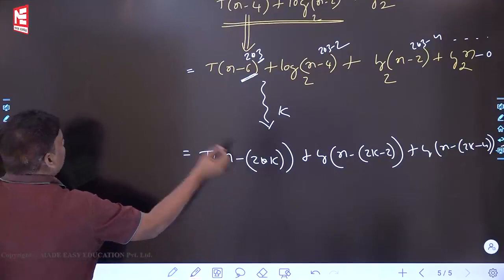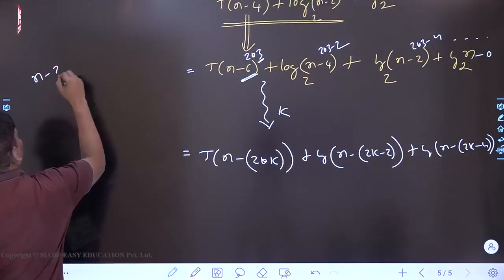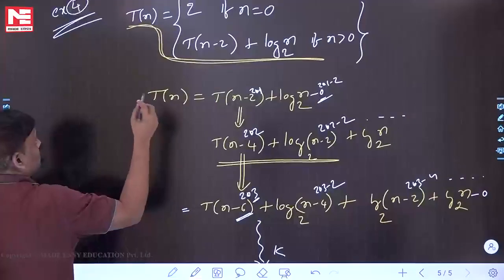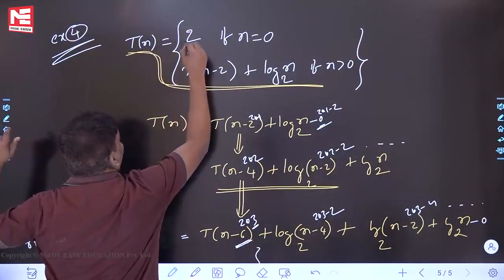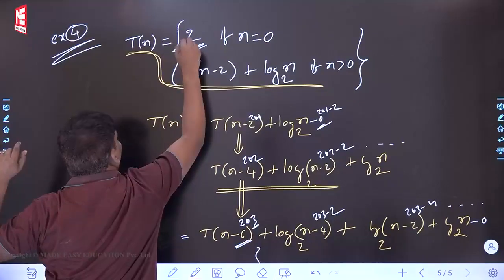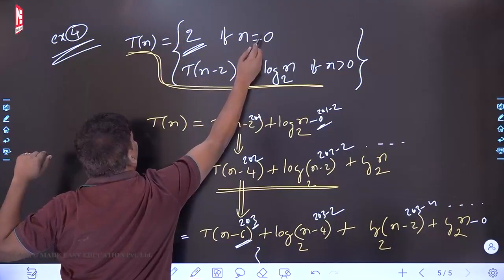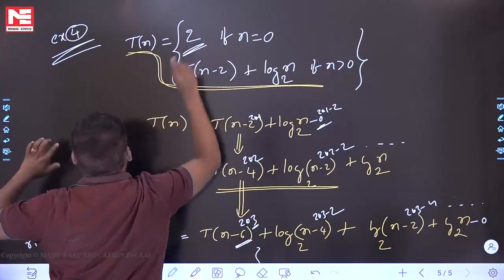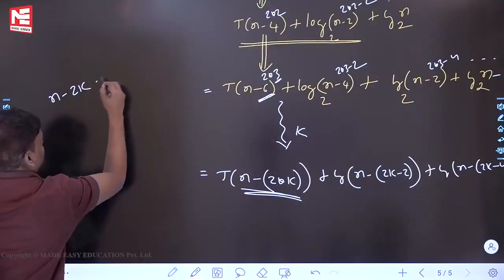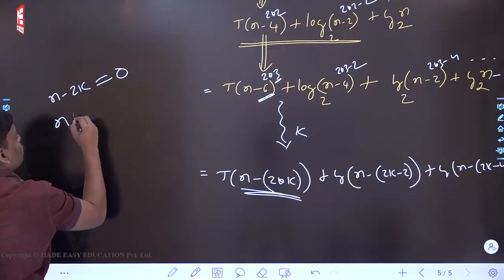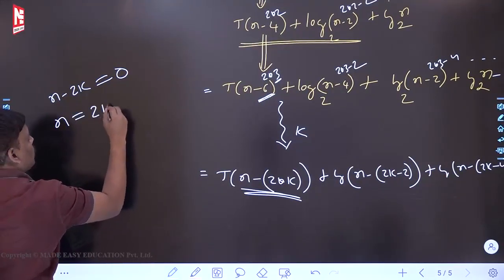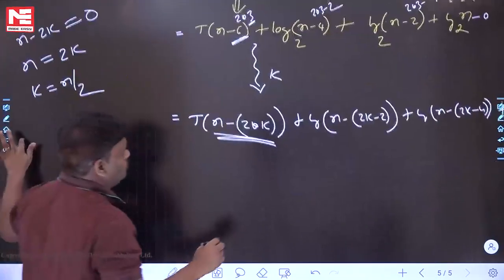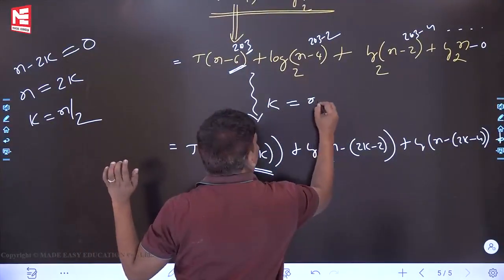Now let's check here. What is the k value? So what is the answer? N minus 2k. This value should be equal to termination. What is the termination? 0. T of n is equal to 2 is the answer. If n is 0, T of 0 is equal to 2. So this is 0. N minus 2k is equal to 0. So n is equal to 2k, so k is equal to n by 2. Please be careful. Replace k by n by 2.